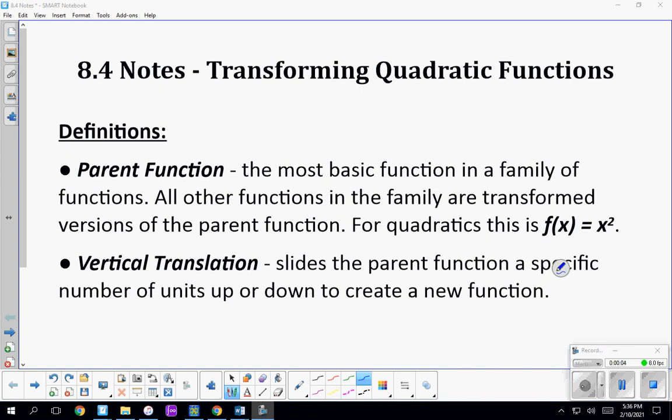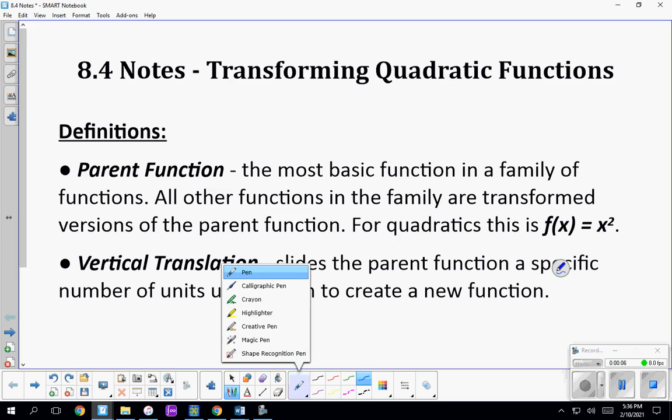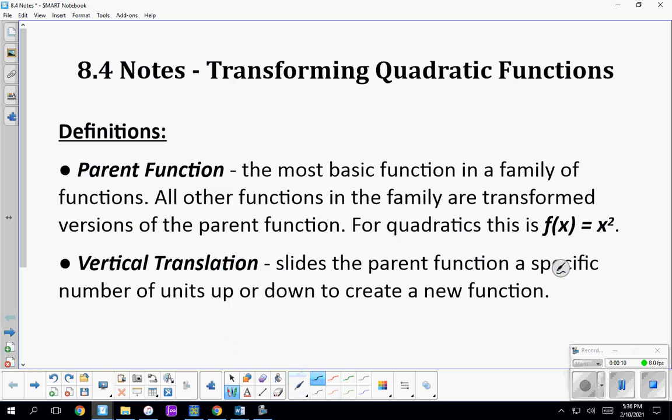In this video, we're going to continue our discussion of transformations that we did way back in the fall with linear functions. In a linear function, if we had a straight line, a transformation was anytime we move this line. We can move it up, we can move it down, we could have rotated it, we could have reflected it, all kinds of different transformations.